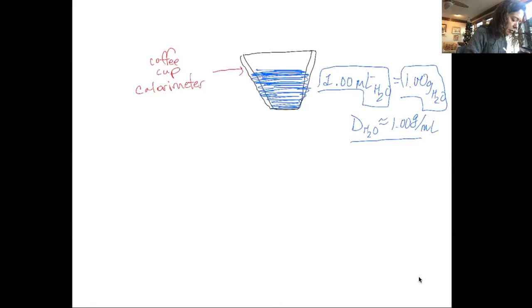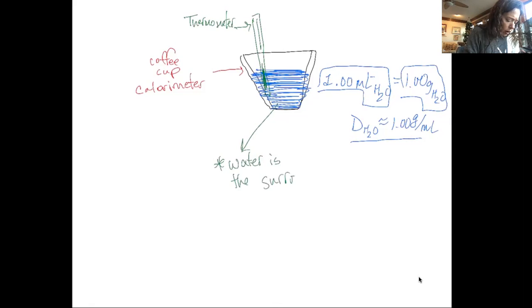In this coffee cup calorimeter, I will place a thermometer, all right? I like to say thermometer. I will put a thermometer in here. I'm going to measure the change in temperature, right? That's my thermometer. Okay. And then in this water, I need to have a system. So what you need to really, really realize is the water is the surroundings, right? Water is the surroundings. What could my system be?